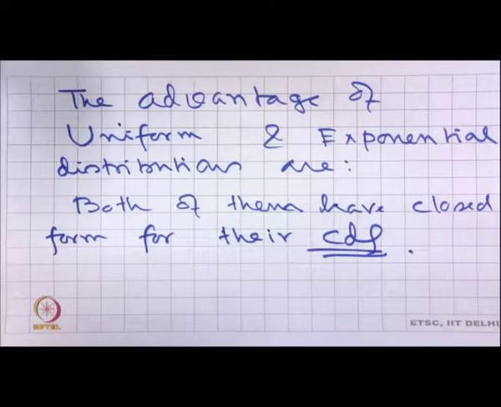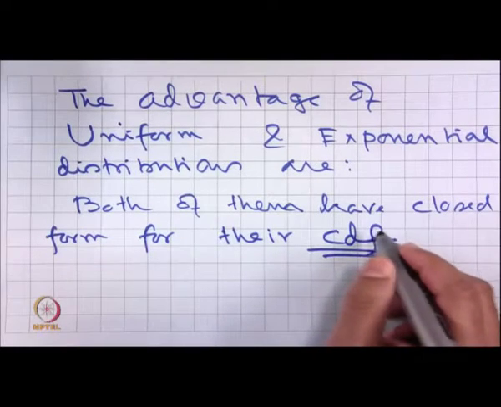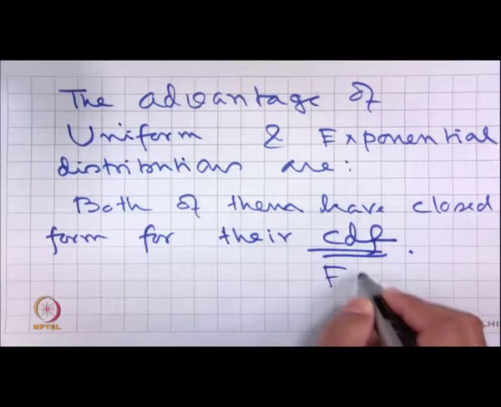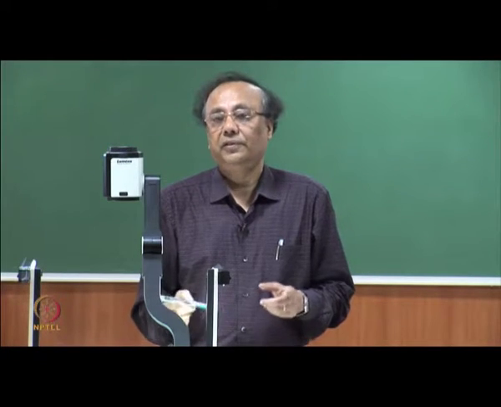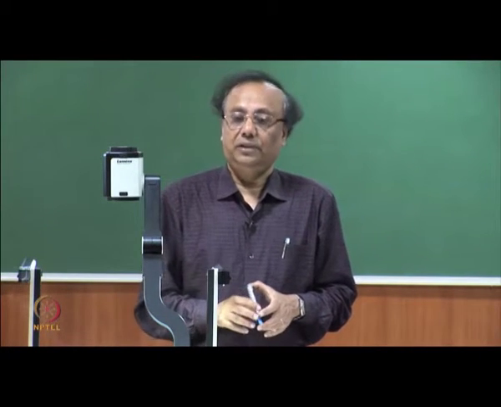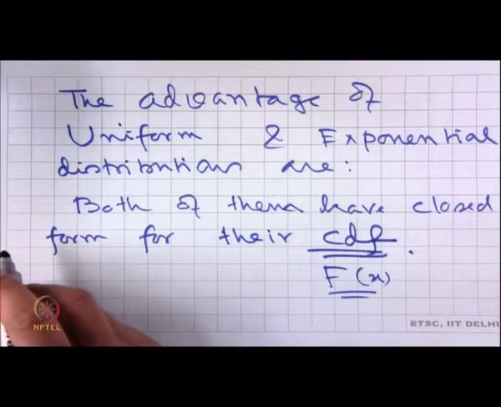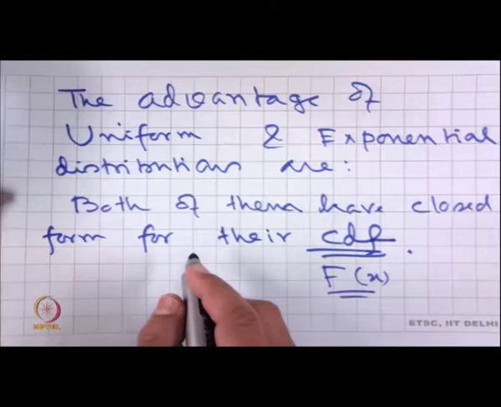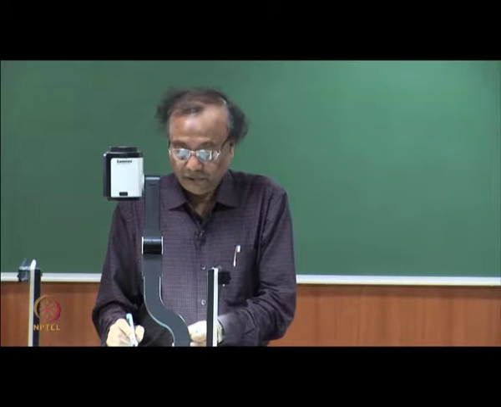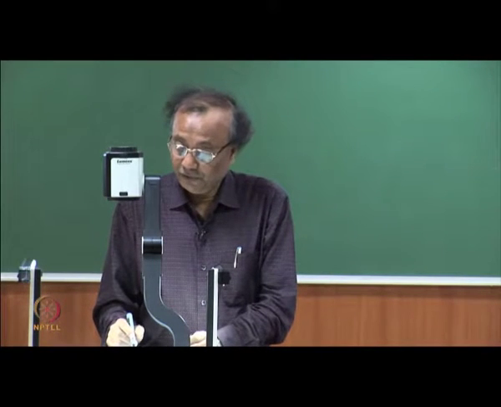And we know that in the distribution of order statistics, the CDF, or capital F x, plays a very important role, because it comes in the PDF of the rth order statistic. And therefore, the advantage of these two distributions is that we can easily handle them under order statistics. So, no wonder that most of our examples for this topic have come from uniform and exponential distribution.